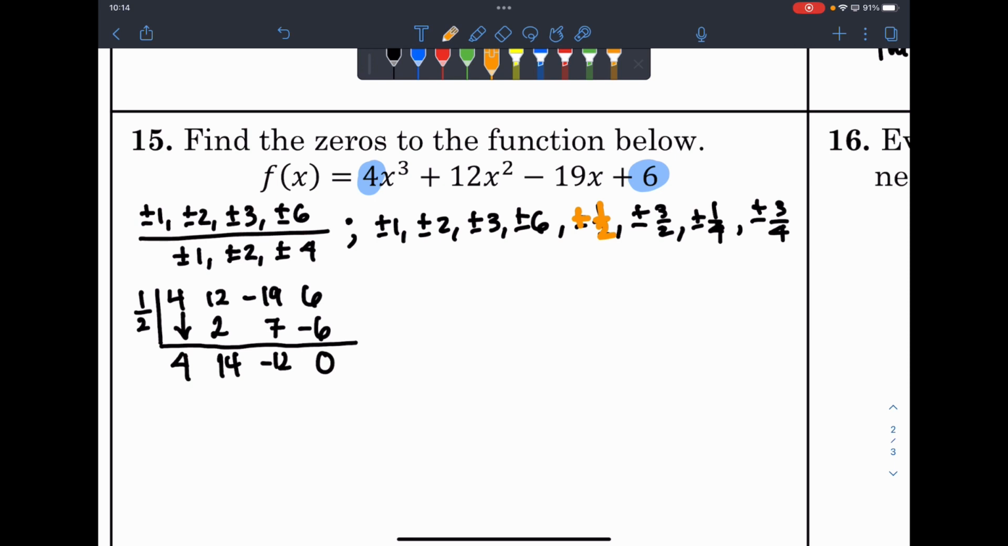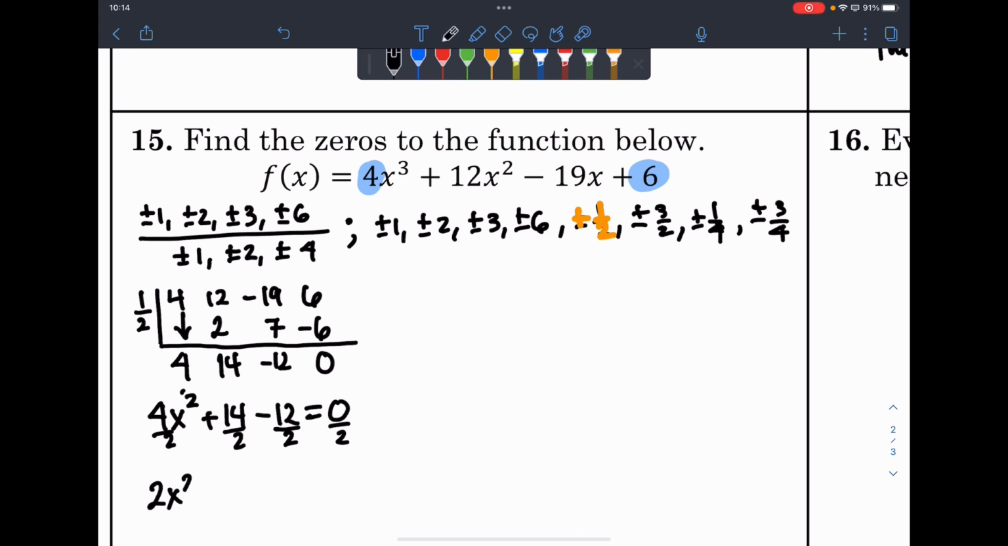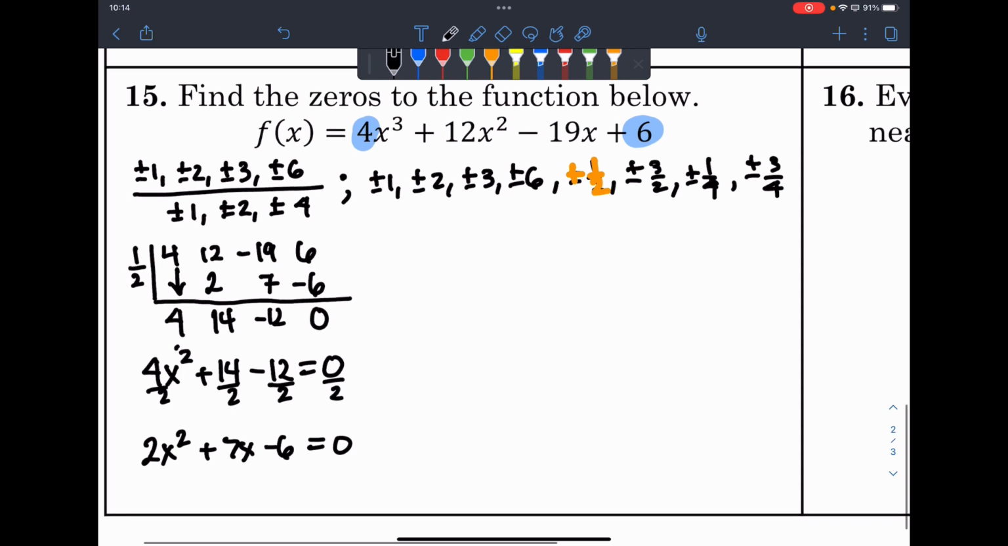Now to find the remaining zeros, we're now going to get to this function here, the quotient, and set that equal to 0. Well, one of the things you can see here is that every single one of these numbers is divisible by 2. So let's do that. Let's divide everything by 2, just so we can reduce this value. And we end up with 2x squared plus 7x minus 6 is equal to 0. Even the 0 gets divided by 2. Remember, what we do to one side of the equation, we have to do to the other.